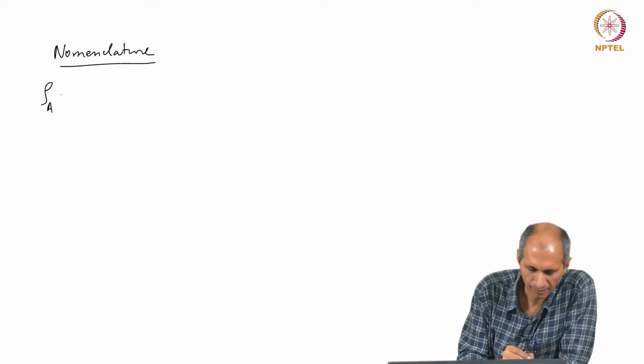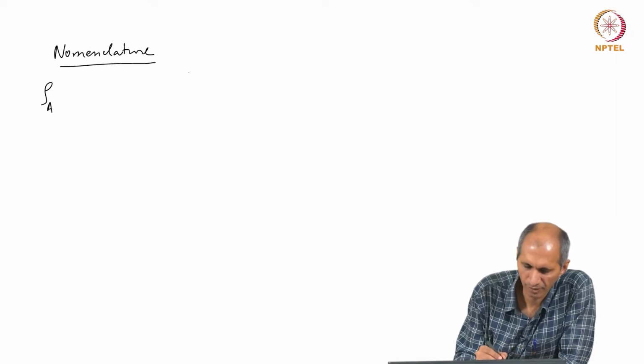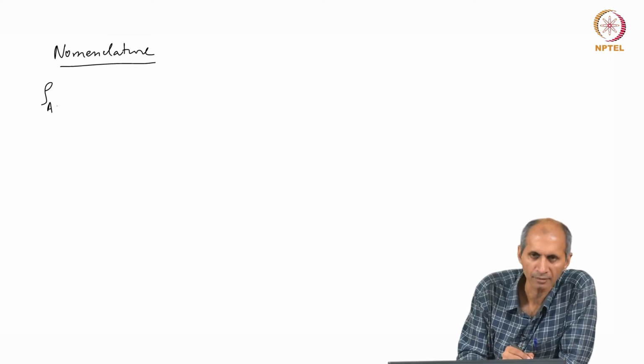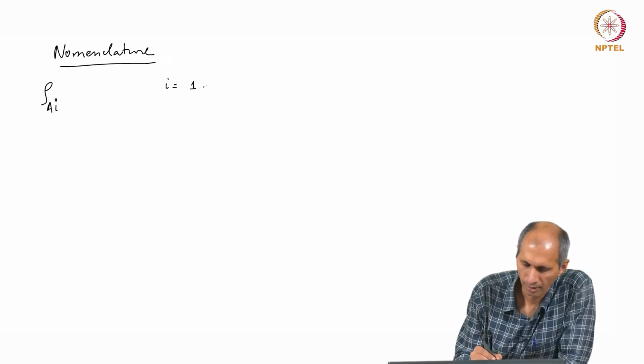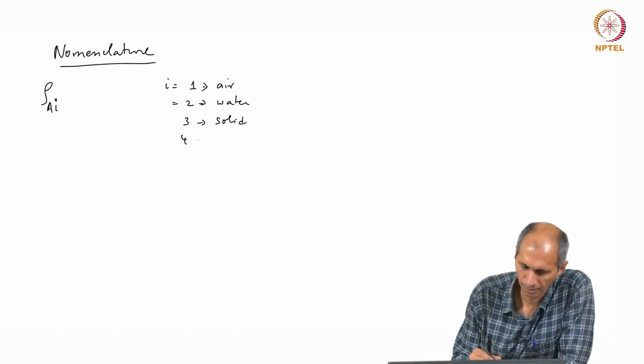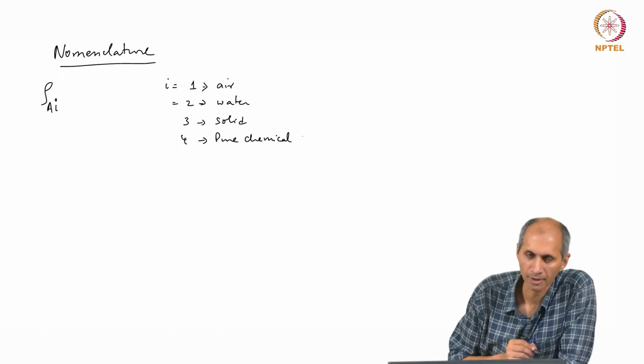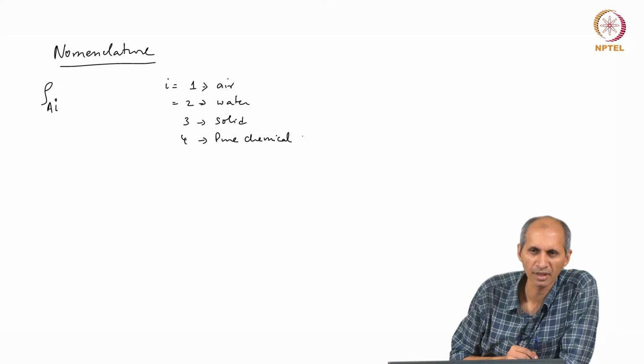So here I have indices. I have to put some number here to indicate whether it is air or water. So I will have I here: I equals 1 is air, I equals 2 is water. The symbol 3 corresponds to solid and 4 corresponds to pure chemical. This is the general nomenclature.